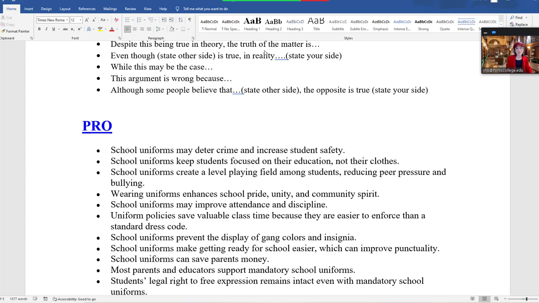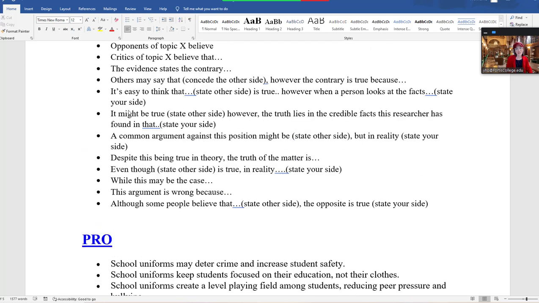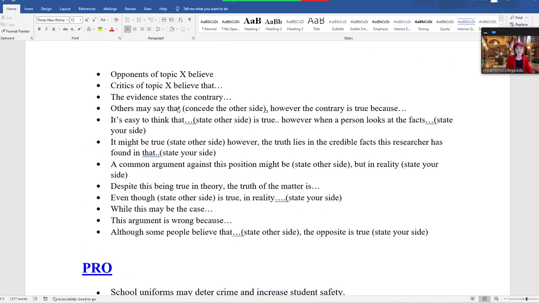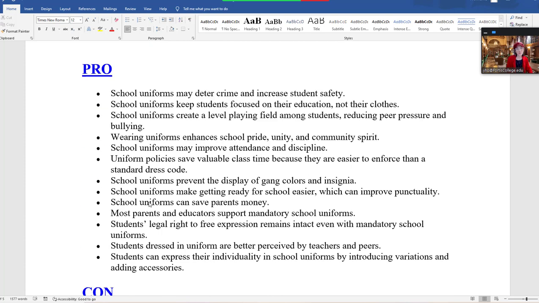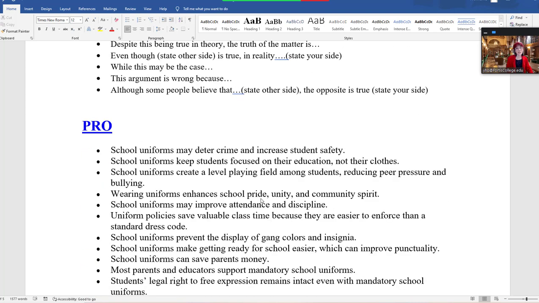Despite this being true in theory, the reality is school uniforms improve attendance and discipline. So basically, as you pivot, the evidence states the contrary. School uniforms make getting ready for school easier, which can improve punctuality. In addition, school uniforms can save parents money. So you get the idea that as I pivot, and this is my point of view, then this becomes my argument.